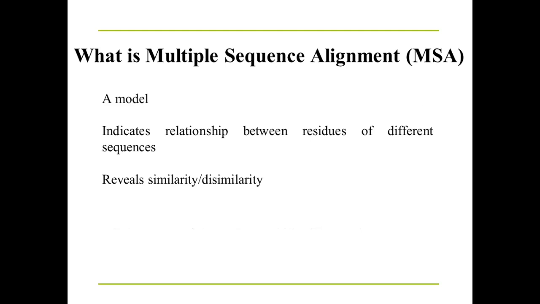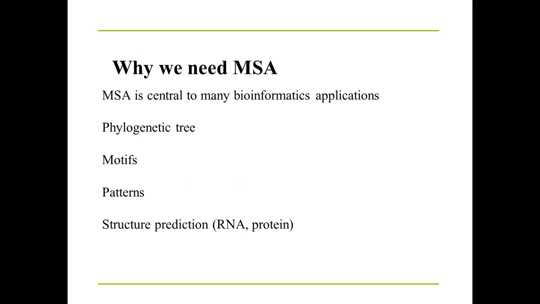Multiple sequence alignment also indicates the relationship between the residues of different sequences, the relationship of similarity between different sequences, their physicochemical properties, and many other things. Multiple sequence alignment also reveals similarities and dissimilarities in the sequences we use for the alignment.